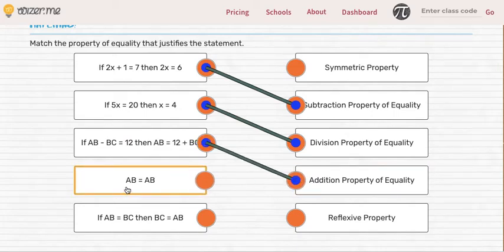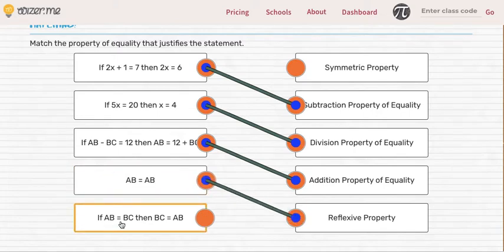In the next one, we have AB equals AB. Well, we've already discussed this, right? Whenever we have something equal to itself, sort of like an identity or a mirror, then that is called the reflexive property. Finally, we had if AB equals BC, then BC equals AB. We just flipped around AB and BC, right?